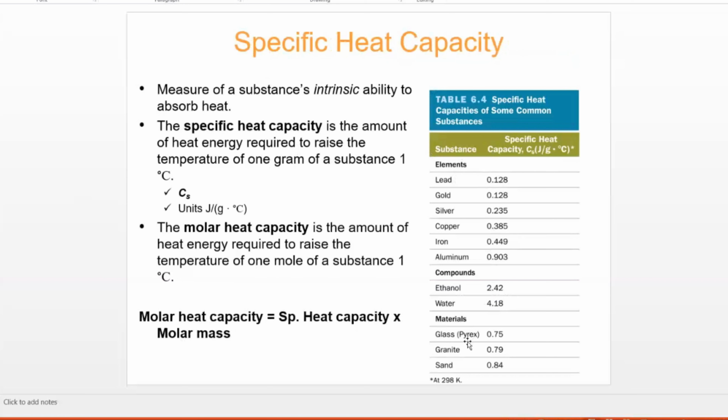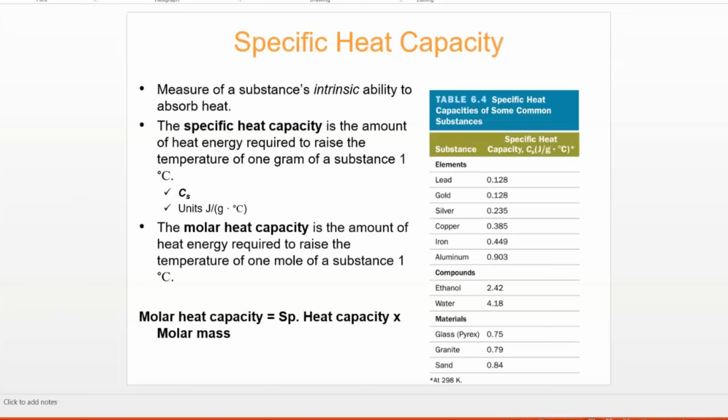Usually metals have a low heat capacity. Some other materials that have intermolecular bonds have a higher heat capacity. Like water has strong hydrogen bonds, so that has a higher heat capacity.